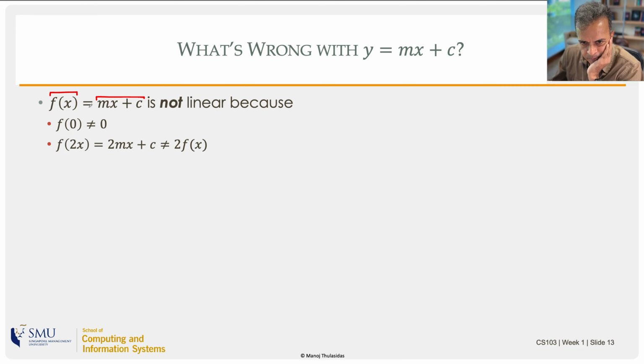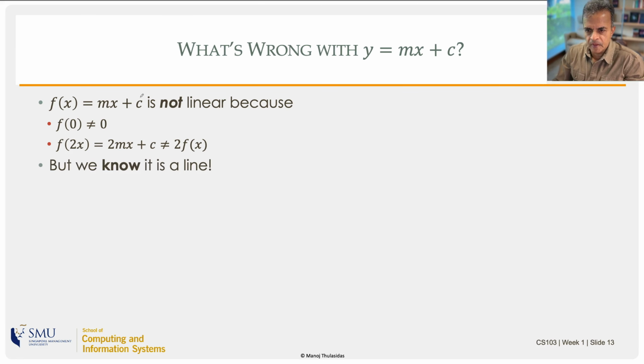by a label f of x in one variable, then this expression is clearly not linear because f of 0 is not 0. Unless, of course, c is equal to 0, then it's fine. If c is not equal to 0, then this is not linear. But we know that it's a line. So where are we messing up?